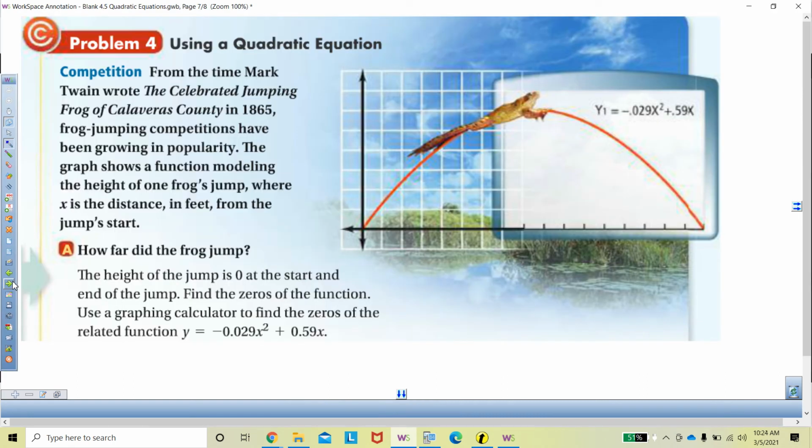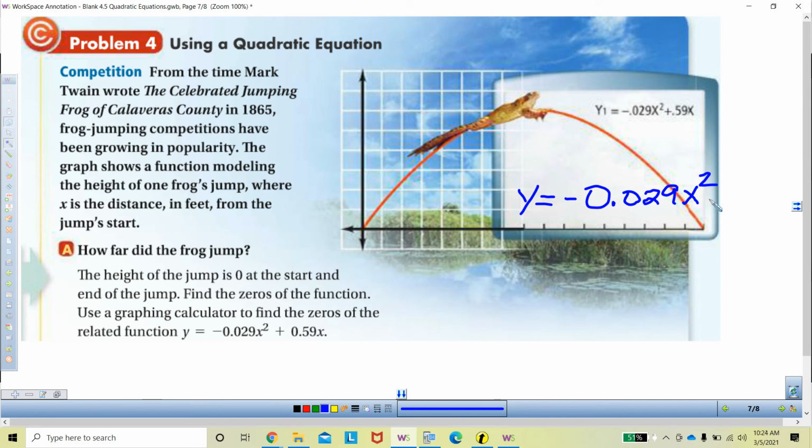All right, Michael Jordan frogs. Nice. Here it is. It's a good jumping stance there. I'm rewriting the equation just so it's easier for you to see.